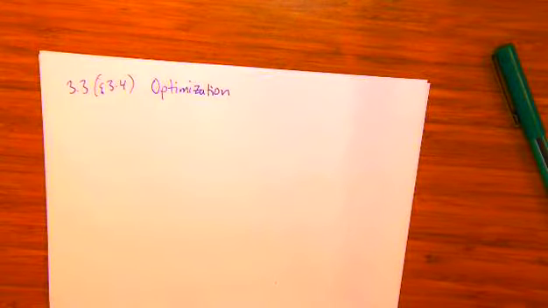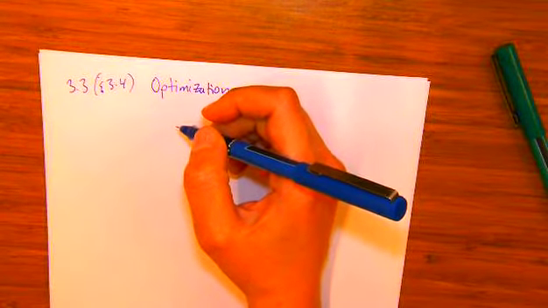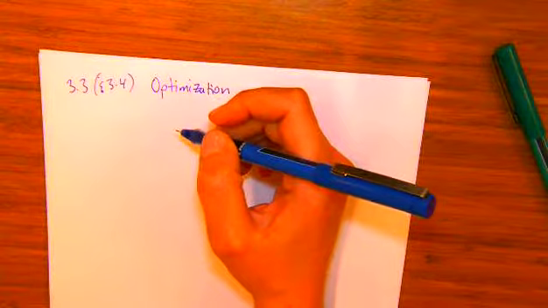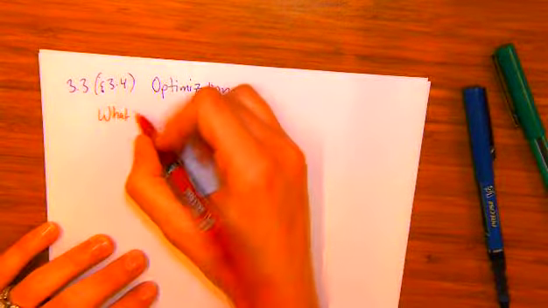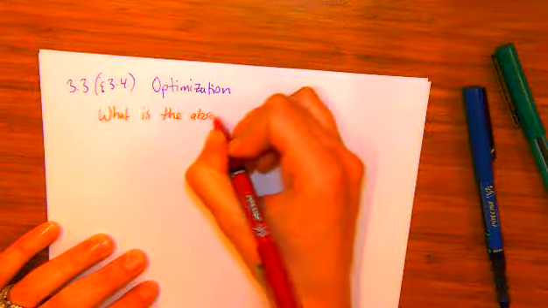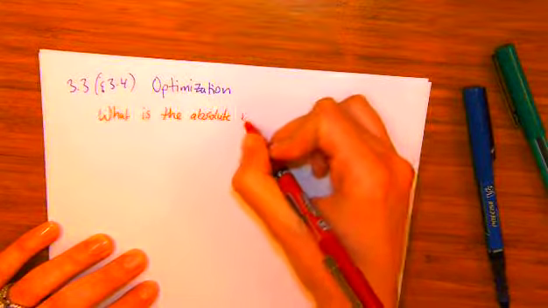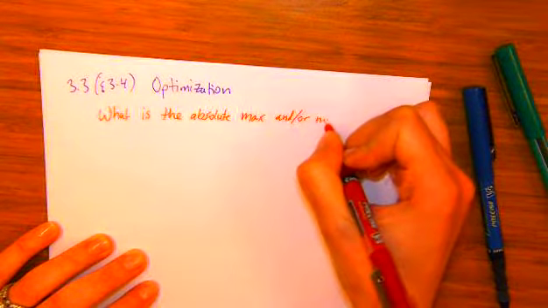Okay, optimization is no longer saying that finding a local max or min is not really good enough. I want to be able to answer the question of what is an absolute maximum or minimum. Maybe I want to minimize my costs for my business. What is the absolute max and or min of my model?